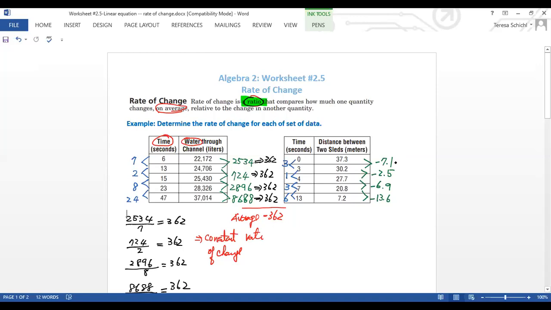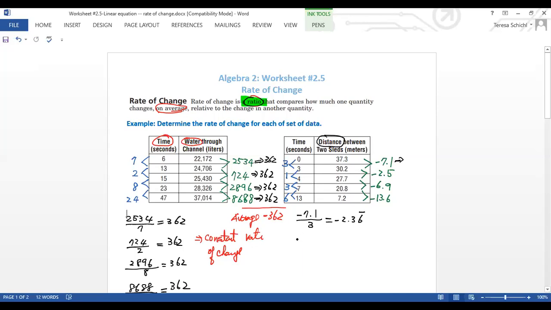In the same way as before, you take the change of the distance and divide by the change in time, right? So let's take a look at the first one. The first one is the negative 7.1, corresponding to what? It's 3. So you will get a negative 2.36, and it's continuous, so the 6 repeats.